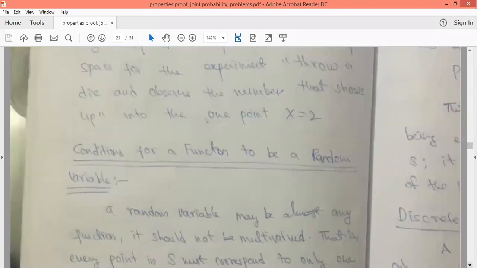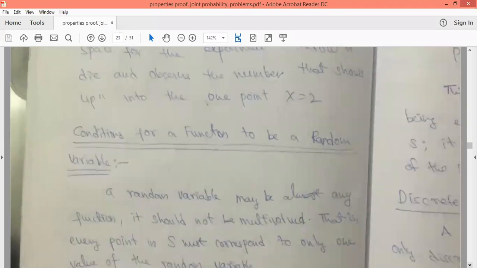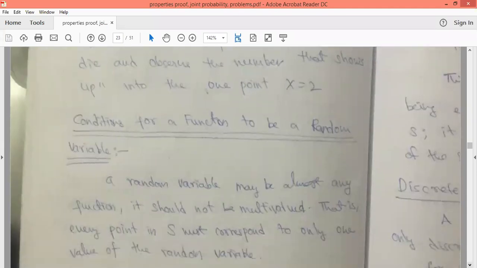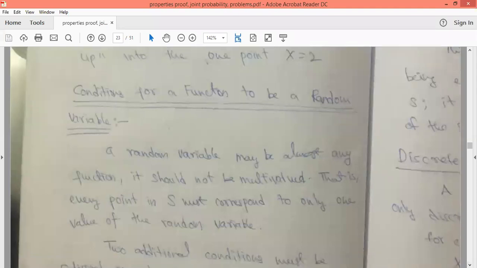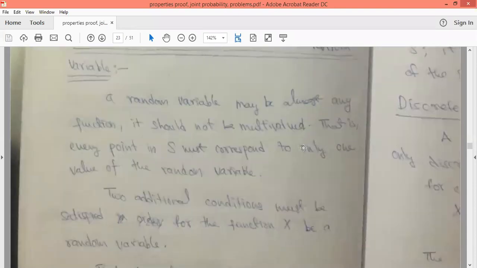Now we will discuss the conditions for a function to be a random variable. We have discussed that a random variable is a function. If we have a function, now we need to check whether that function is a random variable or not. There are actually three conditions. The first condition is, if you take any function, it should be single valued, it should not be multi-valued.